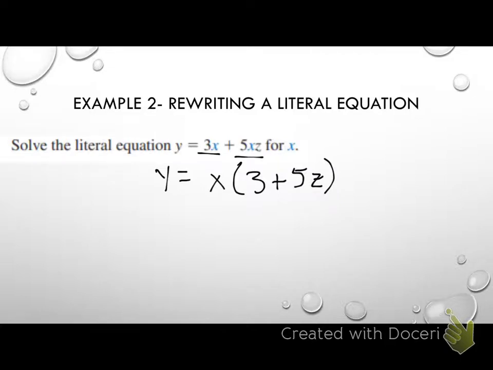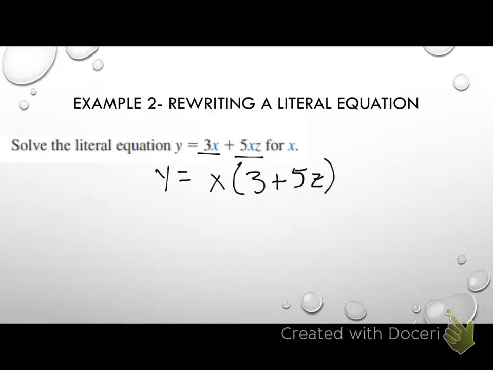So how could I get x by itself now? Well, can I combine anything in the parentheses? No, I cannot, can I? Well, if I distribute, that's a good thought. If I distribute, though, I'm just going to get right back to where I started off, right? How do I get 3 plus 5z on the other side?